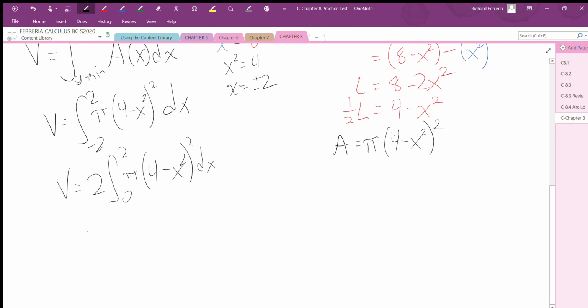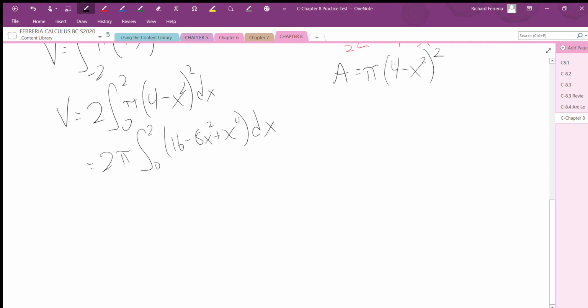So let's go ahead and integrate now. This is 2 pi times the integral from 0 to 2. We're going to expand that: 16 minus 8x squared plus x to the 4th power dx. I think my writing's getting a little wonky here, sorry about that. So this is 2 pi times 16x minus, the antiderivative here is 8/3 x cubed, plus the antiderivative here, 1/5 x to the 5th power. We're going to go from 0 to 2.